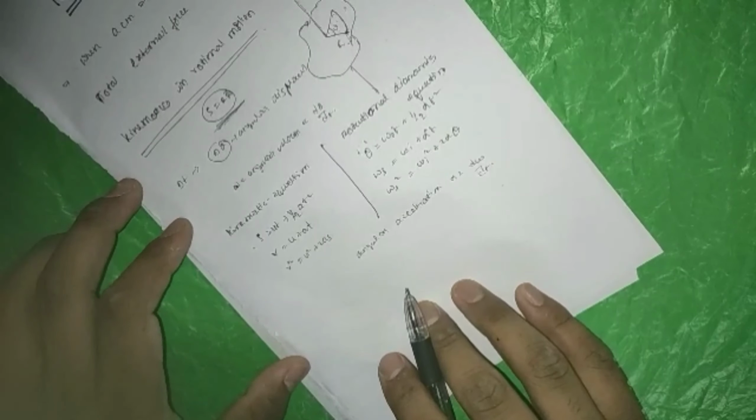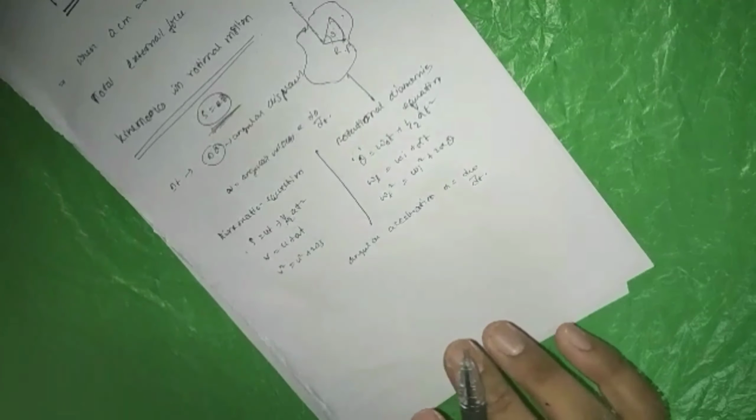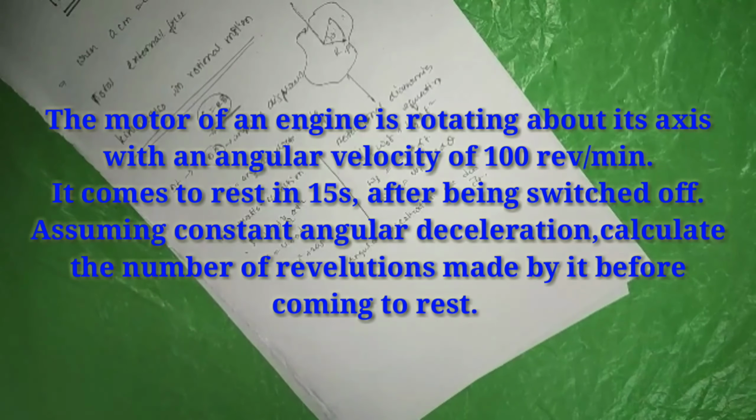Okay, now let's see a question. Read the question. The motor of an engine is rotating about its axis with an angular velocity of 100 revolutions per minute. It comes to rest in 15 seconds after being switched off. Assuming constant angular acceleration, calculate the number of revolutions made by it before coming to rest. Just pause the video and try it.